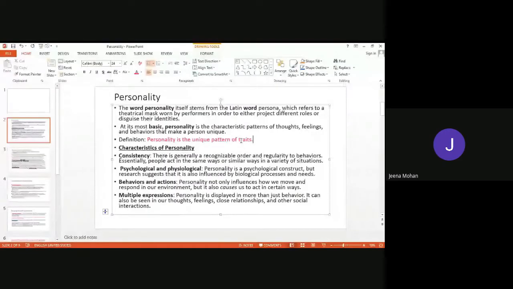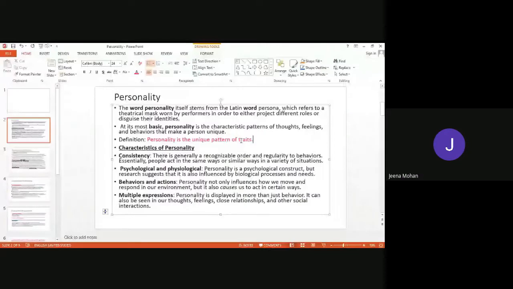So in this slide, the most important points are: first the definition of personality, then the meaning of the word persona, then characteristics. Is it clear? You should study traits in more detail, because trait is an important term when we talk about personality. What do you mean by trait? A trait is a distinguishing characteristic or quality, in other words, a characteristic in which one person differs from another.